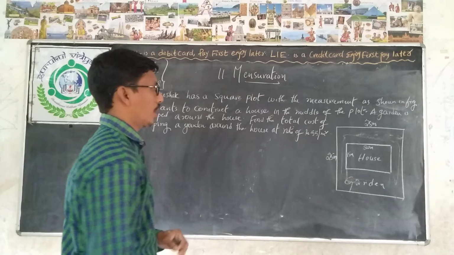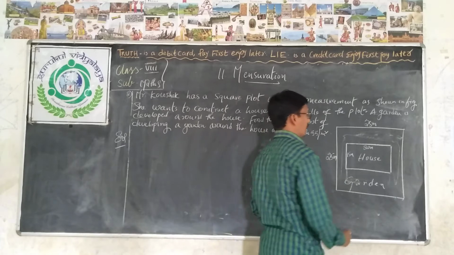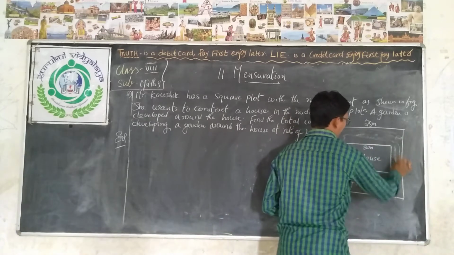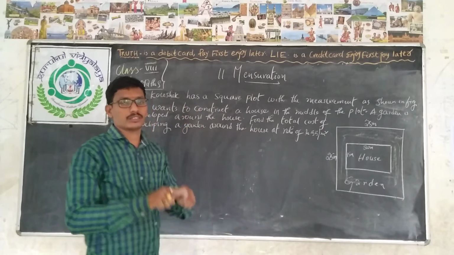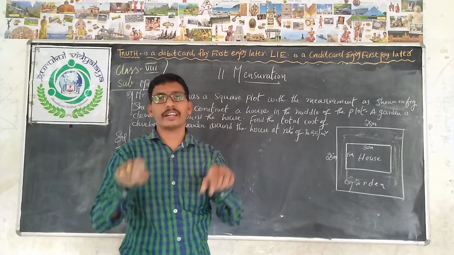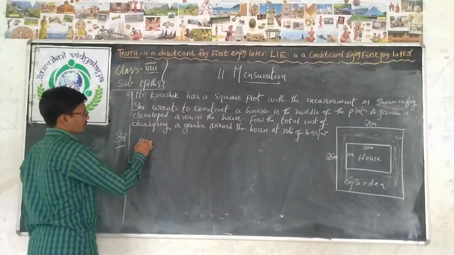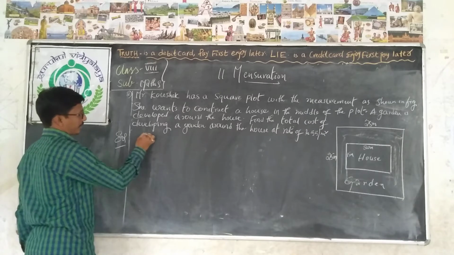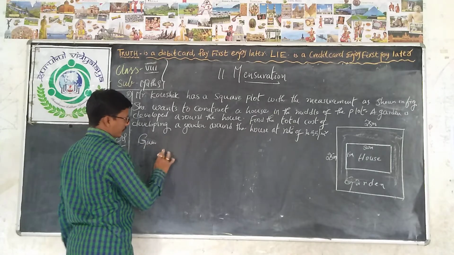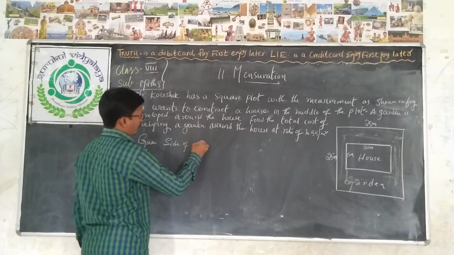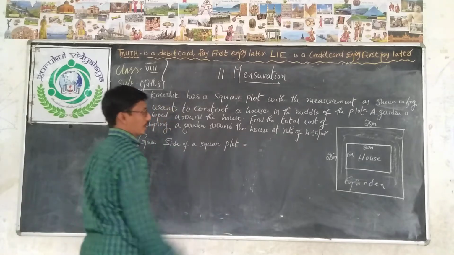First of all, we have to find the area of a garden. Last year also we learned about this many times. The total plot is a square plot, but the house is in rectangular shape. So first, what is given? The side of a square plot is equal to 25 meters.